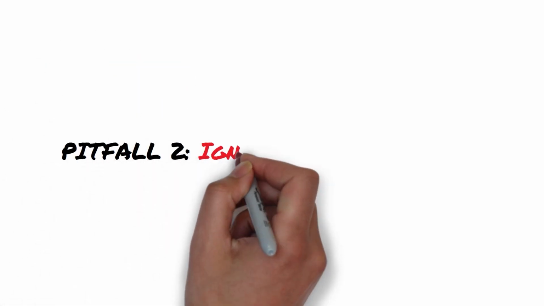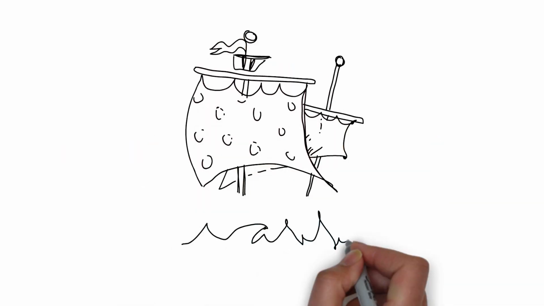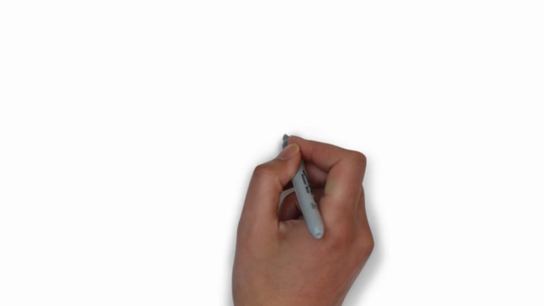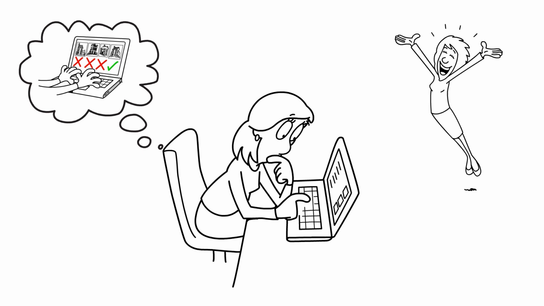Pitfall 2. Ignoring market trends. The second pitfall. Ignoring market trends. It's like sailing against the current. You might end up lost. Stay vigilant to the winds of change in the real estate market. They'll guide you safely to your destination.